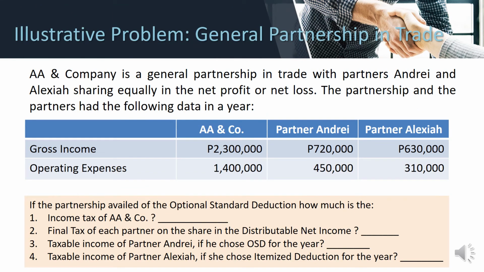Okay. Now, let's have another take on the problem. Now, this time, the partnership, kung kanina ay ang partnership ang pinili ay itemized deduction, this time the partnership AA and Company availed of the optional standard deduction. So, magkano na ang income tax ni AA Company, magkano na ang final tax ng each partner, and magkano na ang taxable income ng mga partners. Now, this time, ang partner ng si Andre, ang pinili na ay OSD, at si Alexia naman, ang pinili naman niya ay itemized deduction.